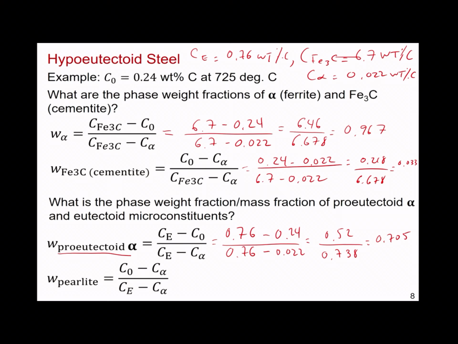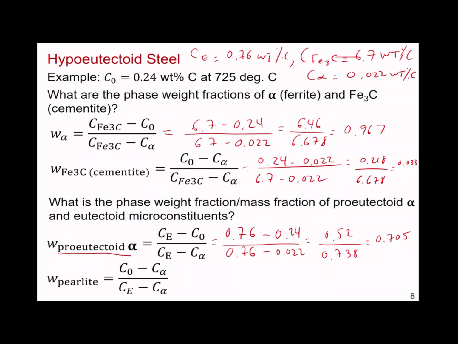So let's do a sanity check before you continue on. Well, 0.705 is less than 0.967, right? So the amount of pro-eutectoid alpha you have should be less than the overall alpha that you have, because the overall alpha is both pro-eutectoid alpha plus eutectoid alpha.